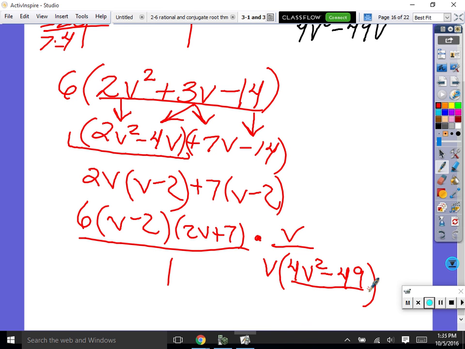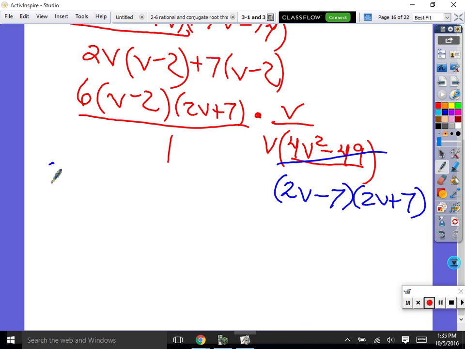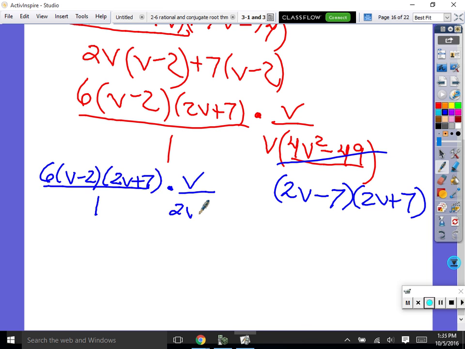Everybody, seriously, in secondary math 2 honors, I know you learned how to factor, and I know you spent a whole time learning that if you have 2 perfect squares, do you see how these are 2 perfect squares? The difference of 2 perfect squares is going to be easily factorable by 2b minus 7 times 2b plus 7, right? So, I'm going to rewrite this. We have a 6 times b minus 2 times 2b plus 7 over 1. Then we're multiplying by b over 2b minus 7 times 2b plus 7. And then we can't forget we have a b, correct?